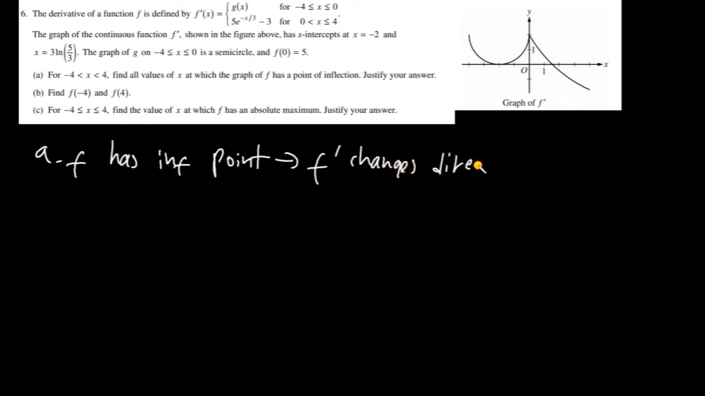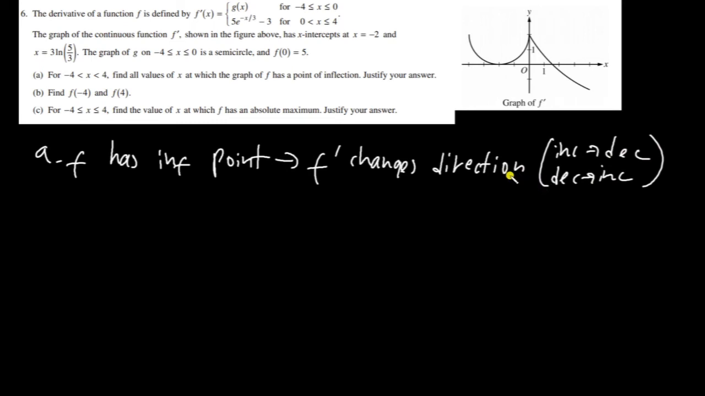So if you want to figure out where f has a point of inflection, we're going to have to try to figure out a way to connect f and f prime, because all we know is about f prime. So the key insight there is that if f has an inflection point, then f prime changes direction. And what I mean by changes direction is it goes from increasing to decreasing, or decreasing to increasing, okay?